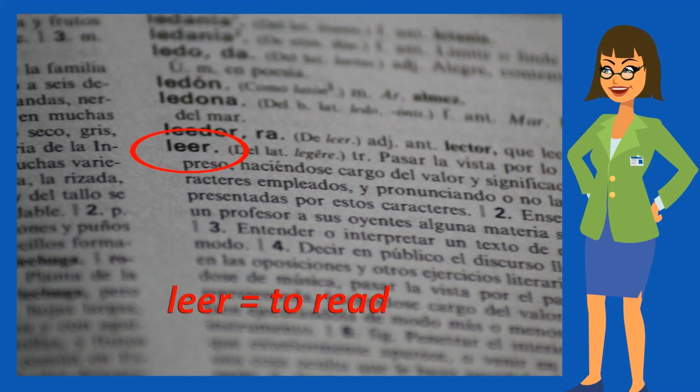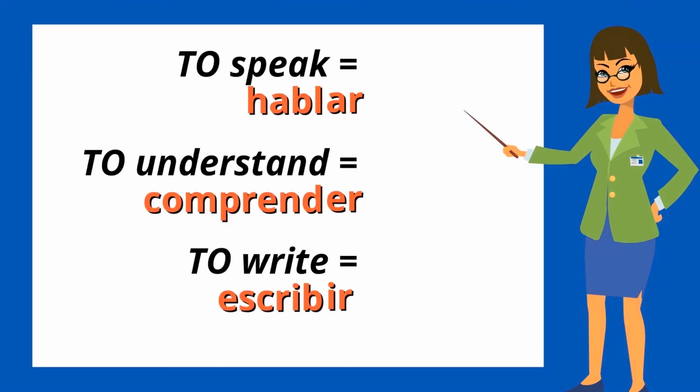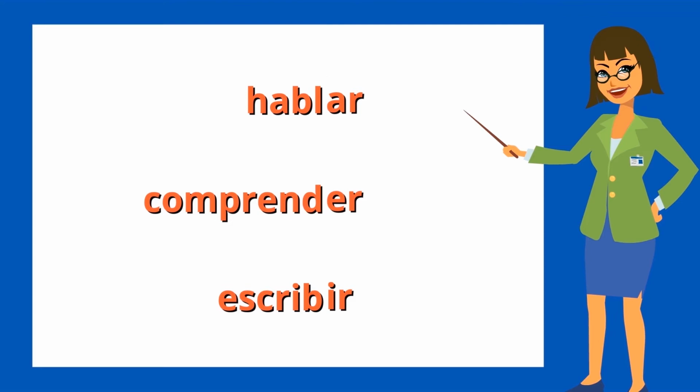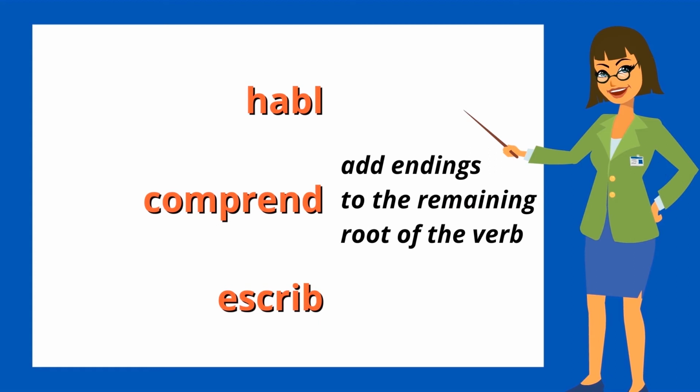Verbs are listed in the dictionary in their infinitive or unconjugated form. For example, hablar is to speak, comprender is to understand, and escribir is to write. Infinitives are not yet conjugated. First, we need to remove the AR, ER, and IR from the end of the infinitive, and then we need to add certain endings to the remaining roots of the verb.